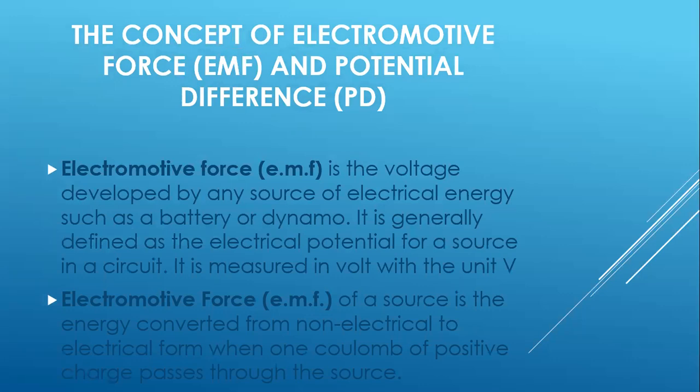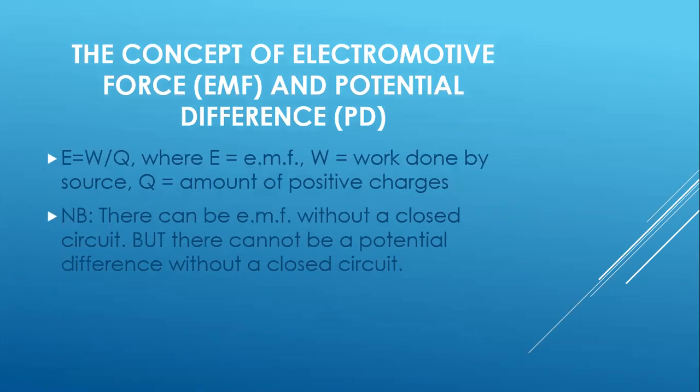Let's see the electromotive force, E.m.f. E.m.f is the voltage developed by any source of electrical energy, for example a battery or dynamo. It is generally defined as the electrical potential of a source in a circuit. It is measured in volts, with the same unit V. The electromotive force of a source is simply the energy that is converted from non-electrical to electrical form when 1 coulomb of positive charge passes through the source. It can be obtained by saying E equals W over Q, where E is the E.m.f, electromotive force, W is the work done by the source, and Q is the amount of the positive charge.